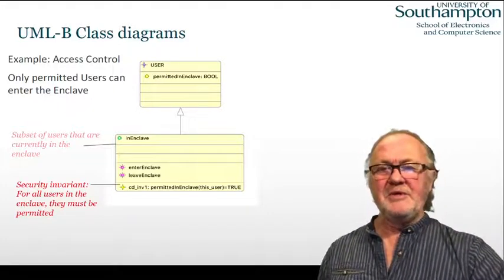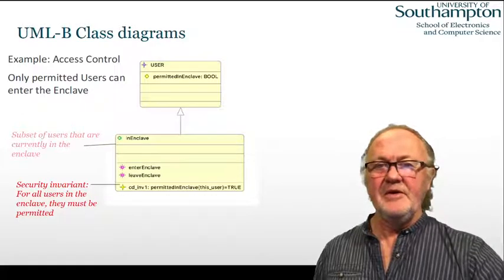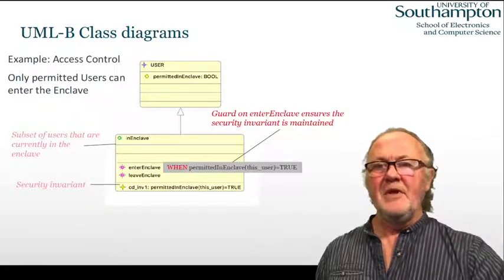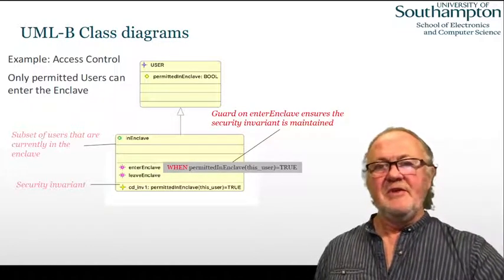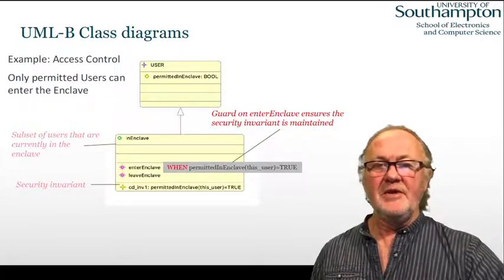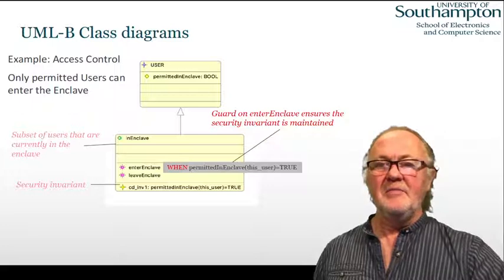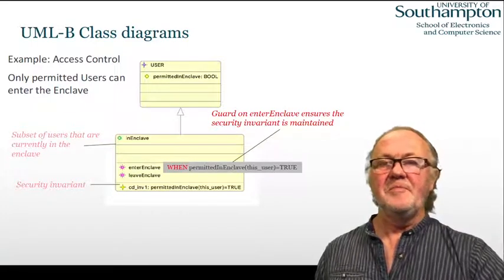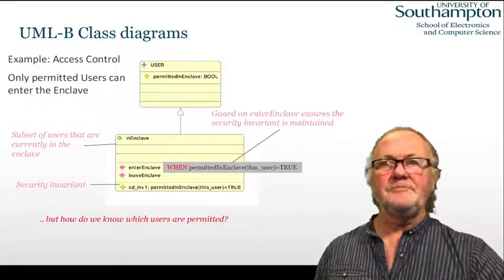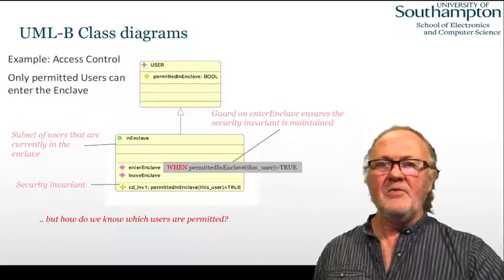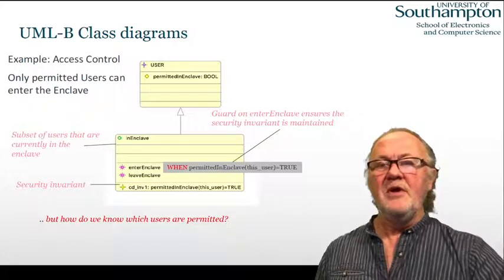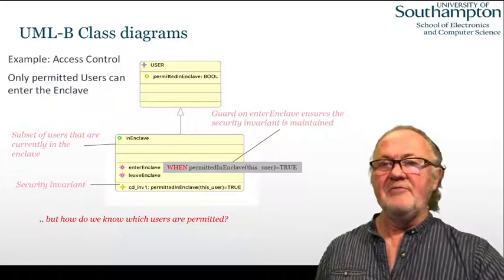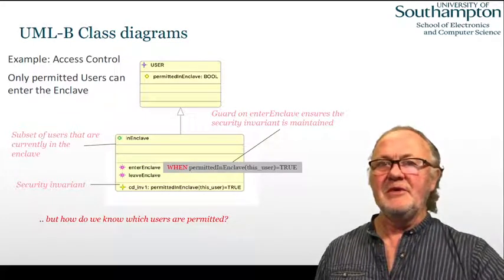And then the property at the bottom of the class is the security invariant, which says that all instances of the class must be permitted in the enclave. And then in order to preserve this invariant, we need to put a guard on the constructor enter enclave so that it can only fire if the user entering is permitted in the enclave. But in the real world, how could the enclave know which users are permitted? The model's a specification of what we would like, but in its current form, it's difficult to see how we could implement it.